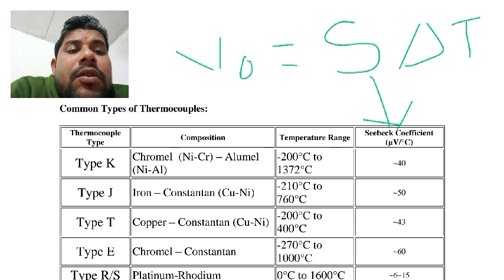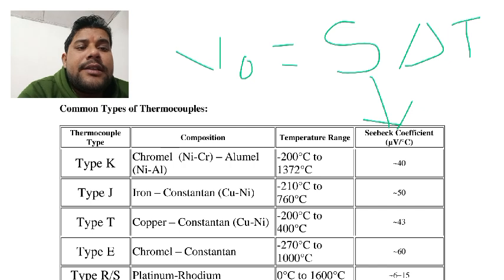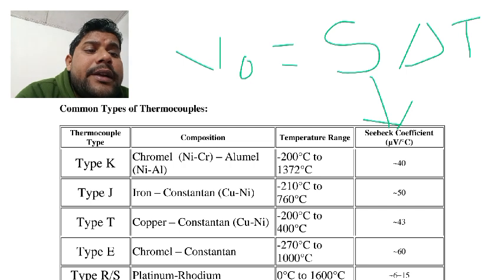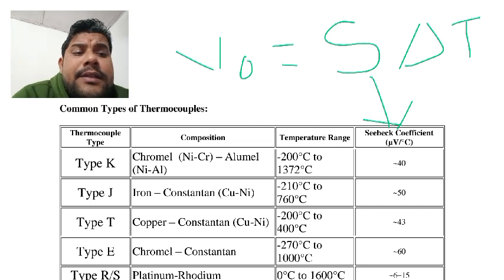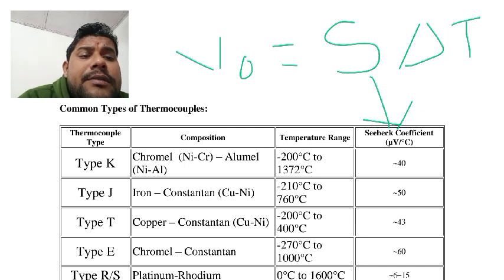J type generally uses iron and constantan. The range is minus 200 to 750 degrees Celsius. It has more sensitivity, about 50. Then the copper-constantan, this is the T type. The range is minus 200 to 400. This is the lowest temperature range, but its sensitivity is approximately 43.